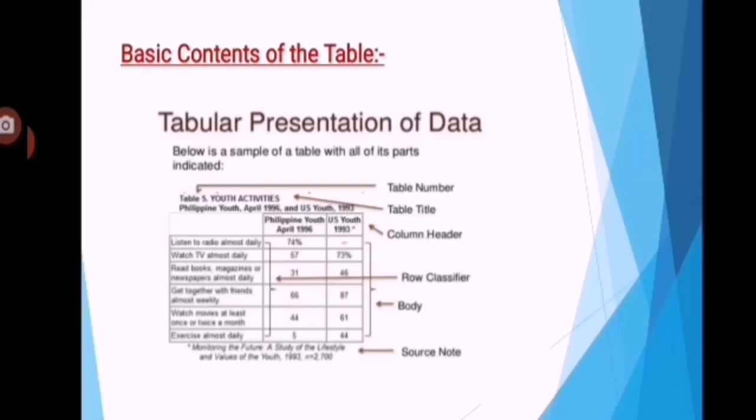And then the third one is the column header. The column headers are Philippine Youth April 1996, and another column, US Youth 1996. This is the column header. This is the essential one. The next one is the row classifier. The row classifier is the items provided in the table, for example, read books, magazine or newspaper almost daily. This is the row classifier. And the next is the body of the text. The body of the text is very useful. And the next is the source note. At the bottom of the table the source note is put, which is very essential. These are the basic contents of table formation.